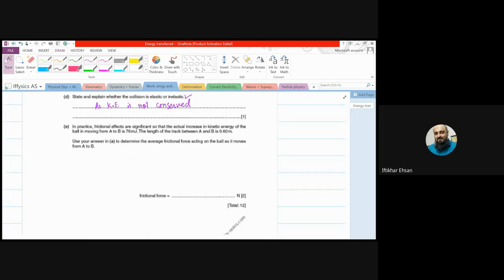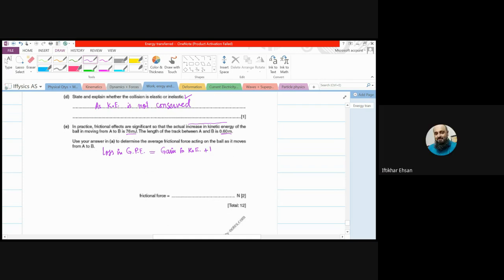Next part. In practice, frictional effects are significant, and the actual increase in kinetic energy of the ball moving from A to B is 76, and this is the increase in kinetic energy. The length of the track is this. Determine the average frictional force. So again, when anything is going down, the loss in gravitational potential energy will be equal to the gain in kinetic energy. Beta, can you tell me which side the heat will be written, left or right?